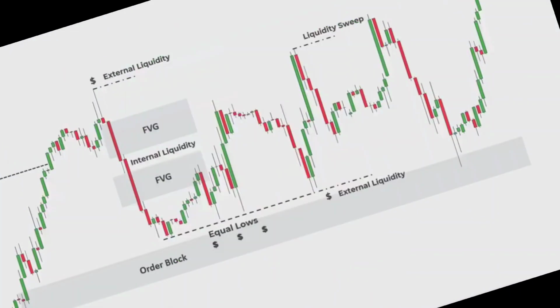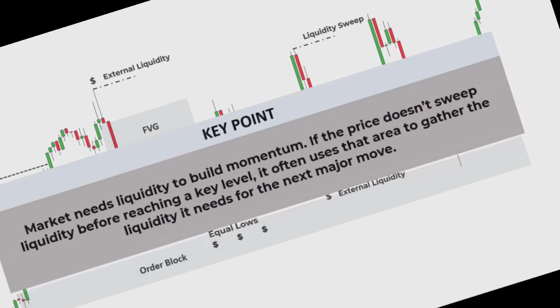Important is that they add extra confirmation to our trades. Here's the logic. The market needs liquidity to build momentum. If price doesn't sweep liquidity before reaching a key level, it often uses that area to gather the liquidity it needs for the next major move.